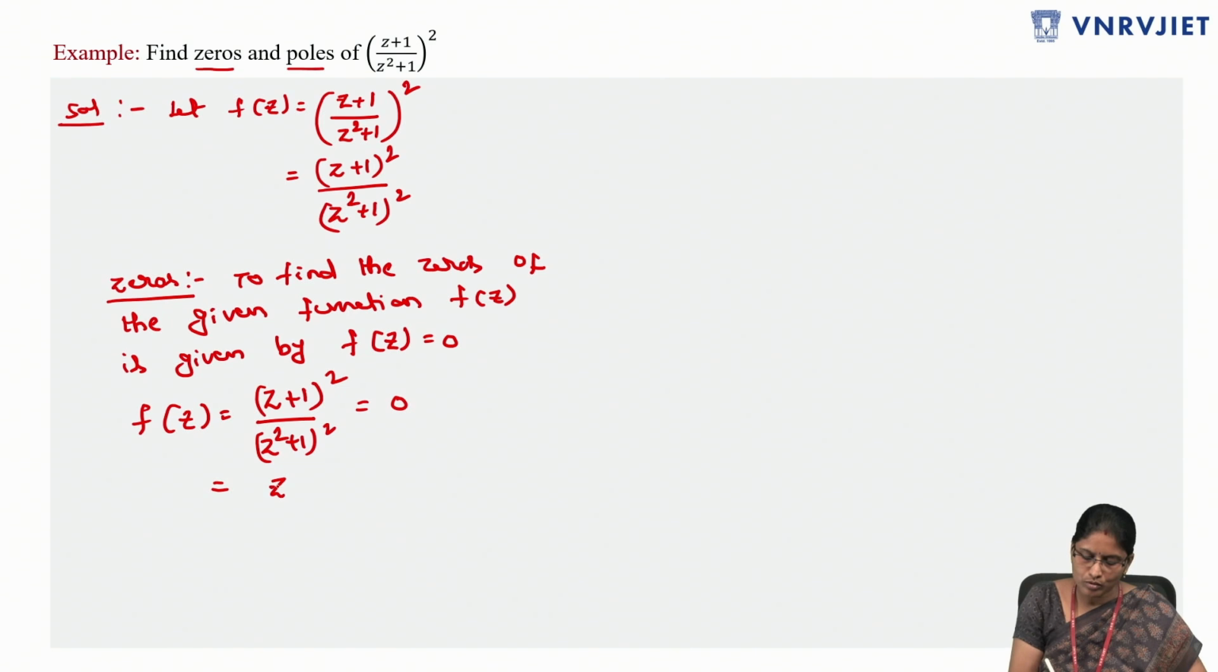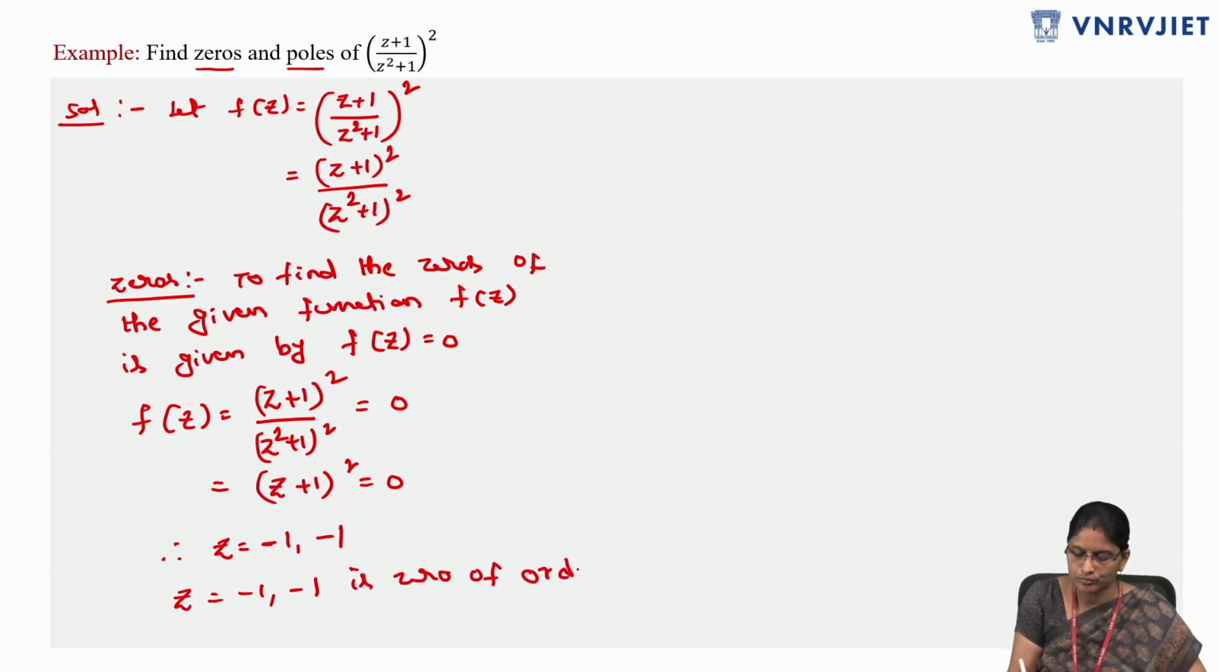That equal to z plus 1 whole square is equal to 0. Therefore, z is equal to minus 1 comma minus 1. Therefore, the zeros of the function is minus 1 comma minus 1. z is equal to minus 1 comma minus 1 is 0 of order 2.